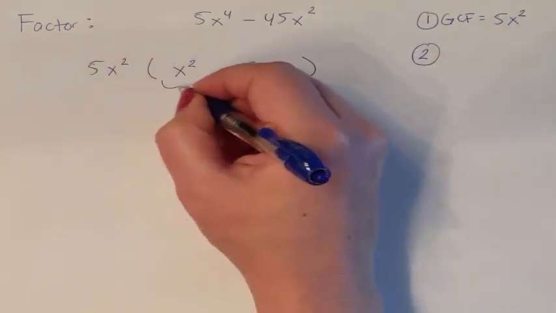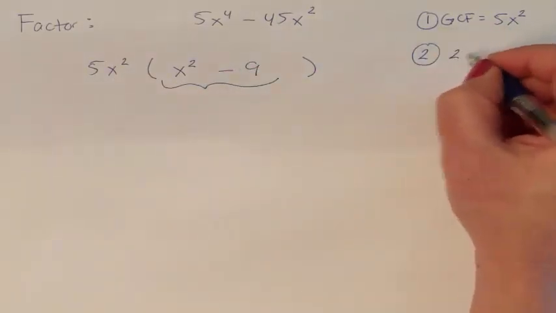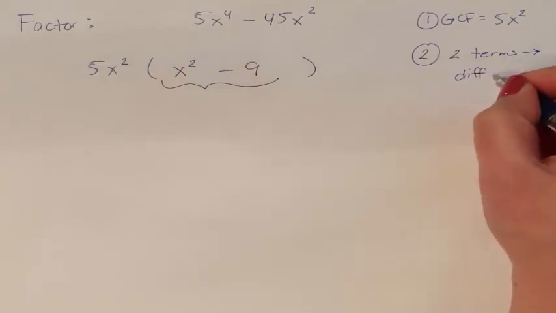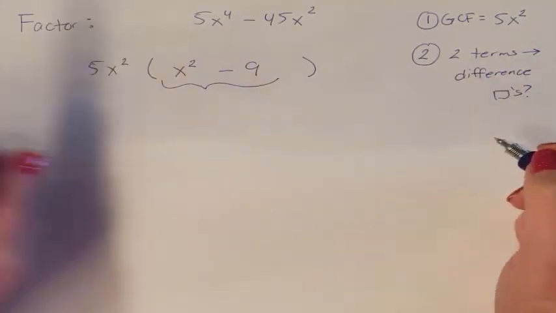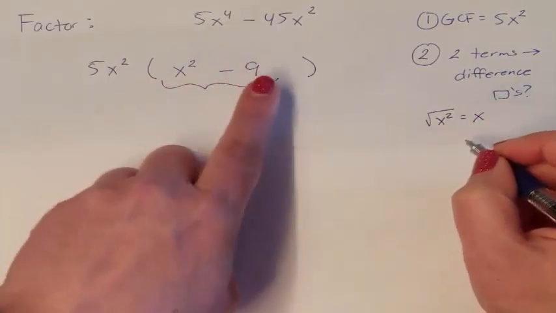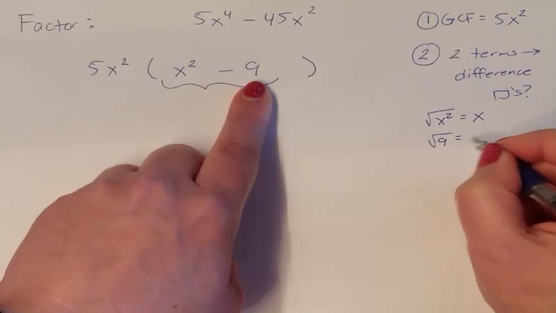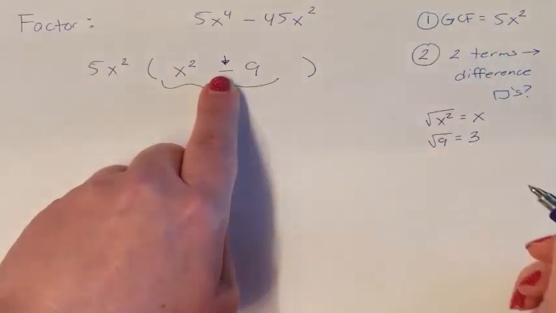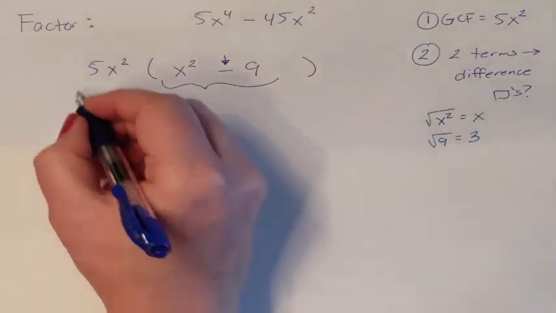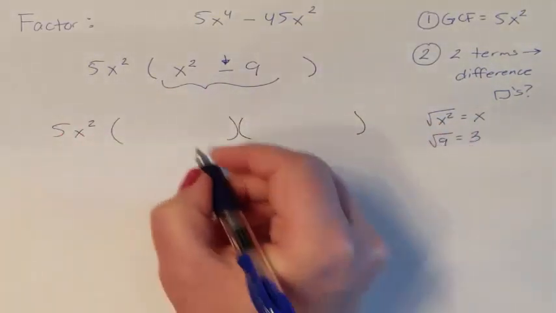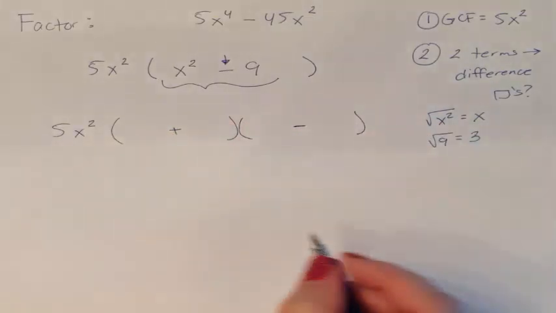Now I need to look at my parenthesis. There are 2 terms. We only know one way to do 2 terms, and that is to do the difference of squares. So can I take the square root of the front? Square root of x squared is x. Can I take the square root of the back? Square root of 9 is 3. Is it a subtraction problem? It is. So I can do the difference of squares on it. Don't forget your GCF. Now here are my 2 parentheses for difference of squares. One has to be plus, one has to be minus.